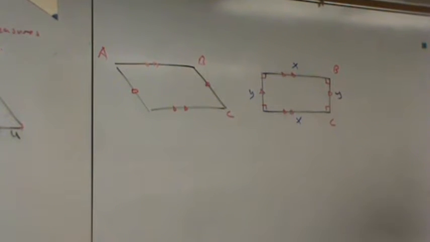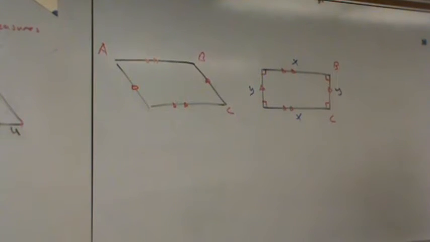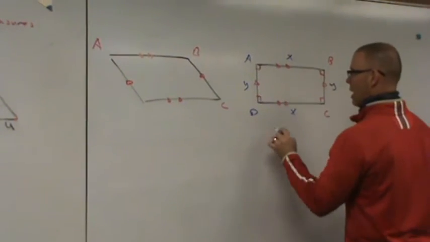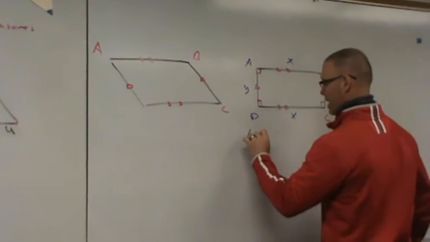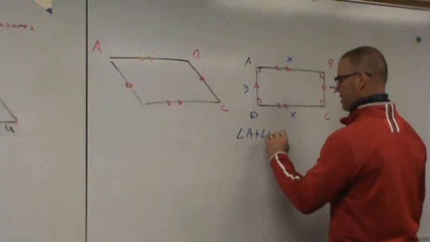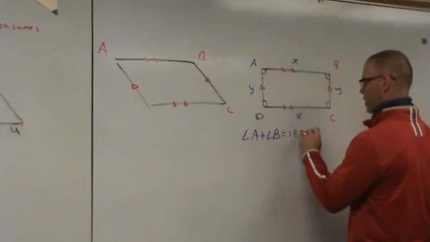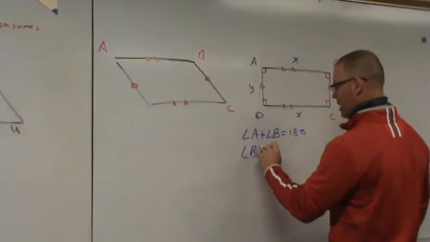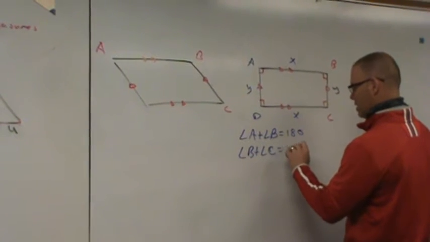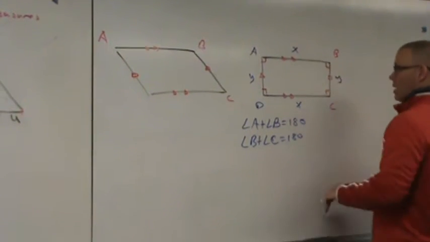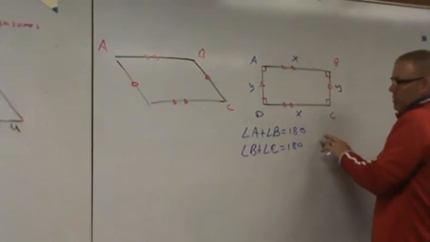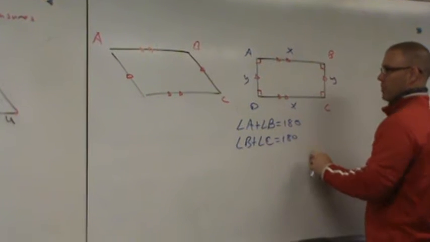All right, what else do I know about a rectangle? Well, I also know that if I label A, B, C, and D, I can say a few things. I can say angle A plus angle B is equal to 180. 90 plus 90 is 180. I can say that angle B plus angle C is equal to 180. And I could do that all day long, thus saying adjacent angles are supplementary.